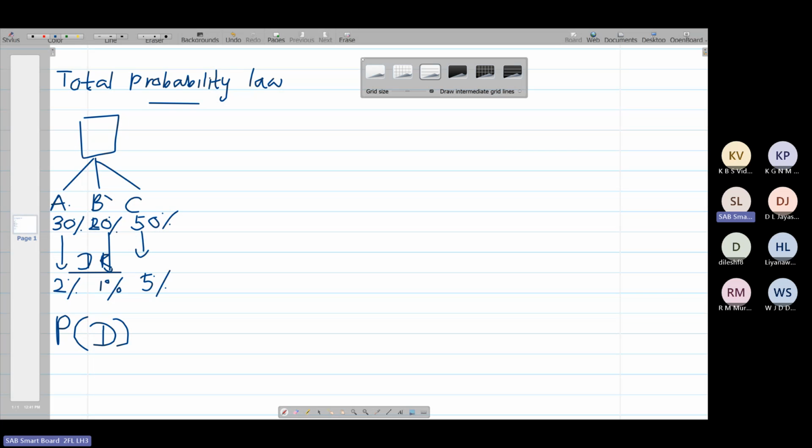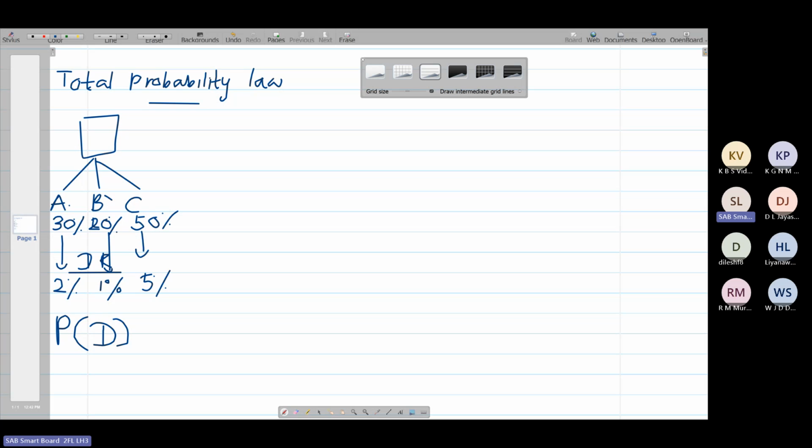Understood? The other one is there is no intersection. One product is produced by machine A, then that product cannot be produced by machine B. Only one product is produced by one machine. It means these 3 events are mutually exclusive.